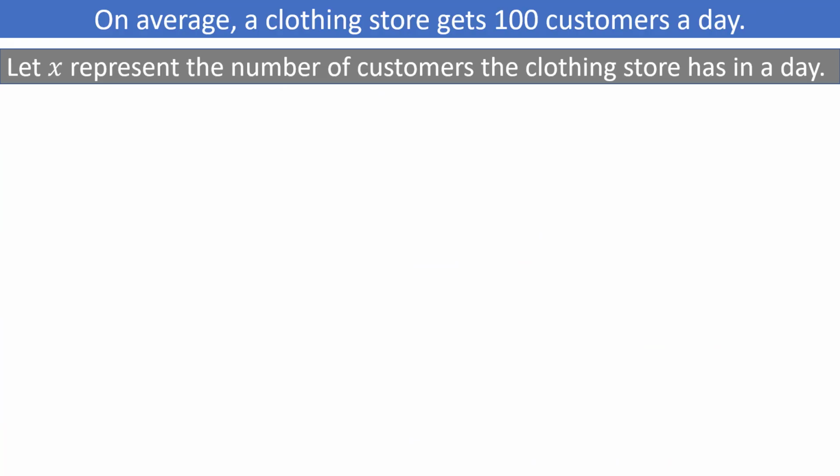Let's look at one more example. On average, a clothing store gets 100 customers a day. Let's let x represent the number of customers the clothing store gets in a day. If we assume that the occurrence of each customer is independent, then we can say that our variable x follows a Poisson distribution with lambda equals 100.